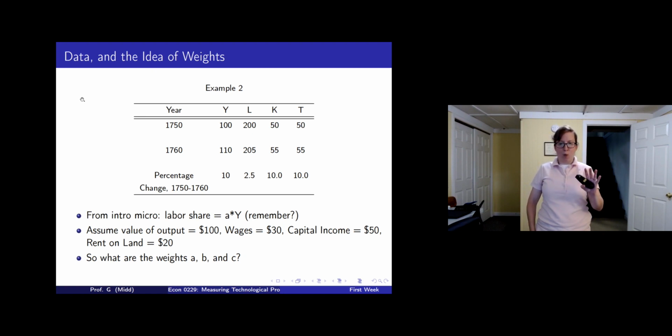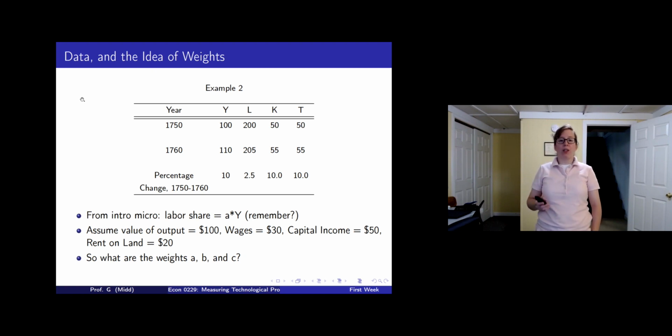Let's try to figure out what the weights are for this example. They are actually implicit in the data that I've given you. So this may be like reaching way deep into your mind if you ever learned it, but there is a way we can figure out the labor share, the capital share, and the land share, and hence the weights from this data. And here's how.